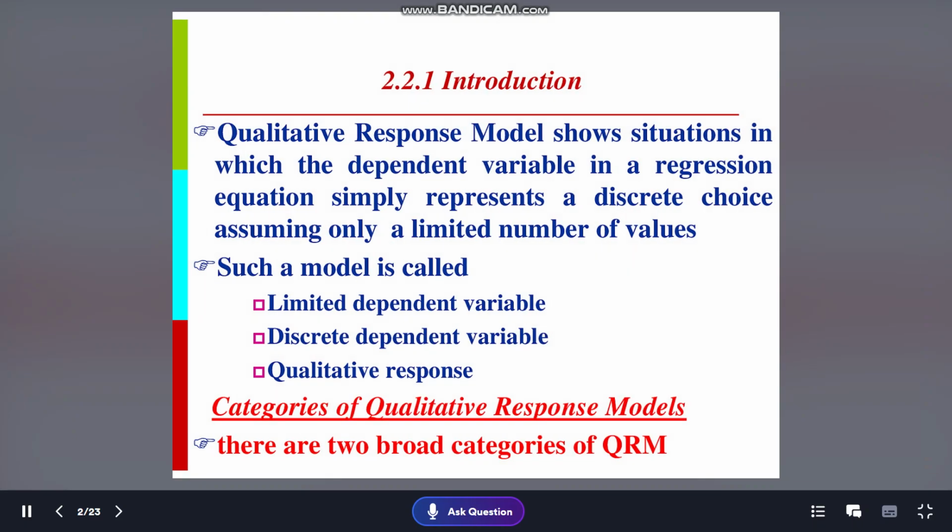Let's start by understanding what a qualitative response model is. It deals with situations where the dependent variable represents a discrete choice, taking on only a limited set of values. These models are often called limited dependent variable models or discrete dependent variable models. We'll also look at the two broad categories of these models.